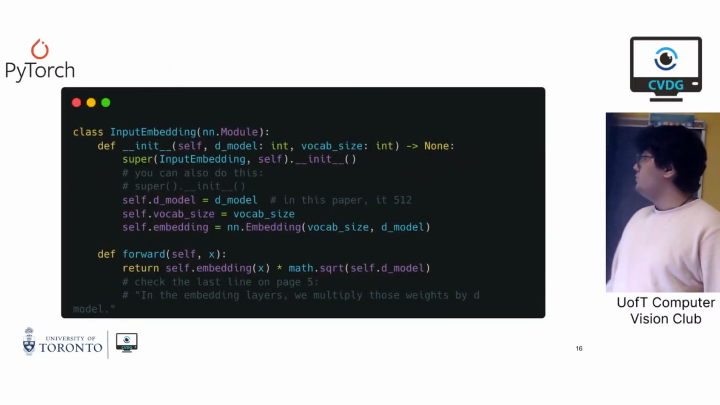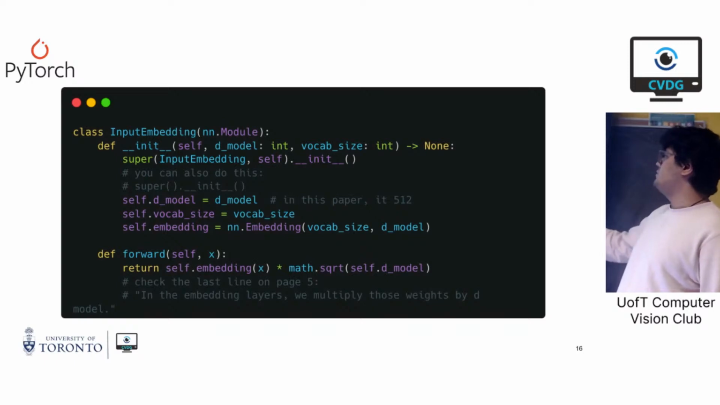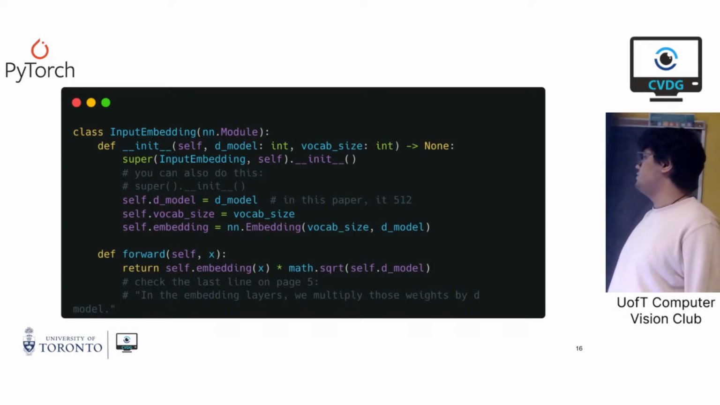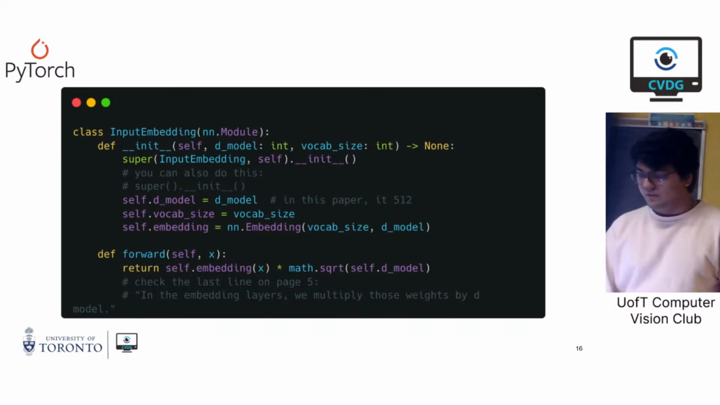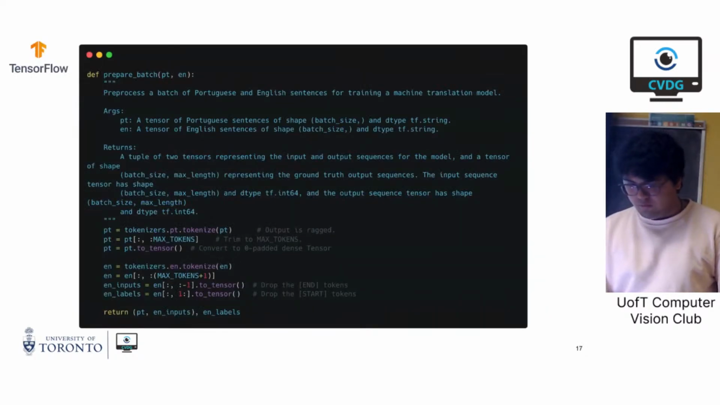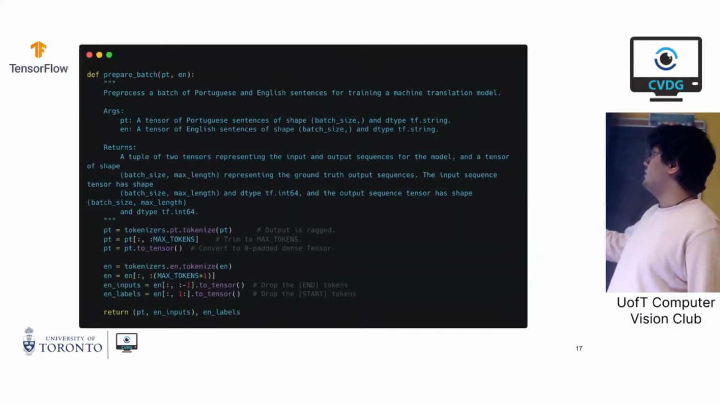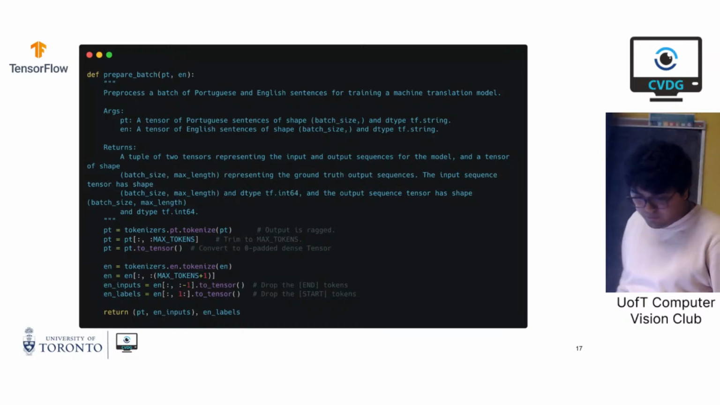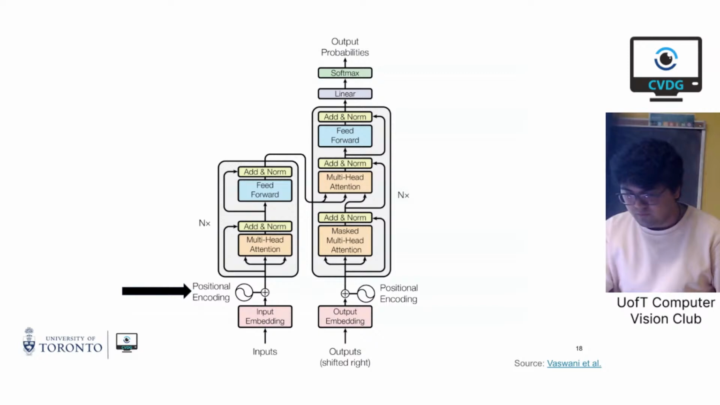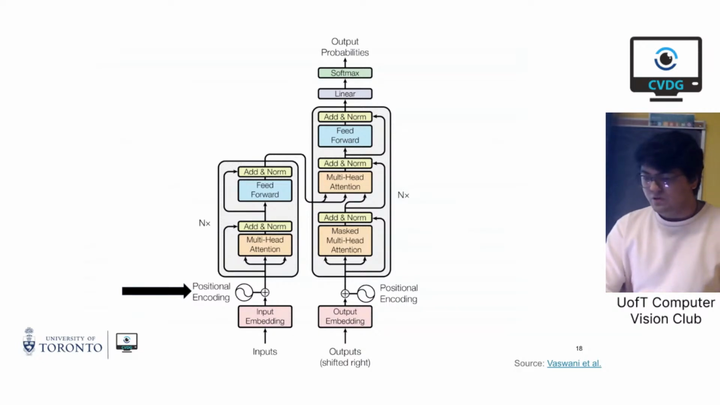So this is the code for generating input embeddings. In PyTorch, we can just use the nn.Embedding functionality, and it will do everything for you. The corresponding code in TensorFlow uses tokenizers.pt.tokenize to generate the embeddings. Now we'll move on to positional encoding.